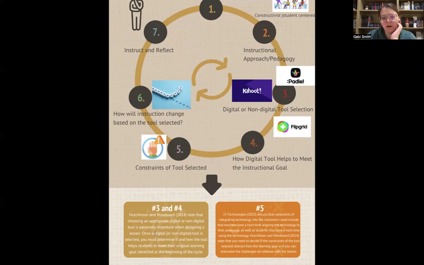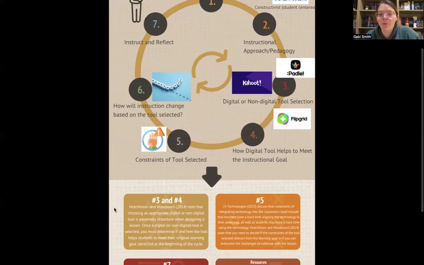But if we come down to this box that talks about steps 3 and 4, which is selecting the tool and how the tool meets the goal, Hutchinson and Woodward note that choosing an appropriate digital or non-digital tool is extremely important. And then you have to determine if and how the tool helps students to meet their original learning goal identified at the beginning of the cycle.